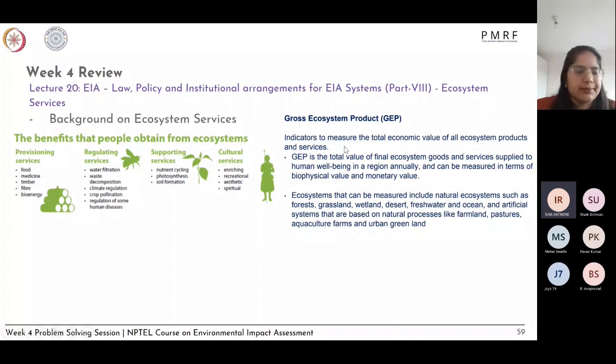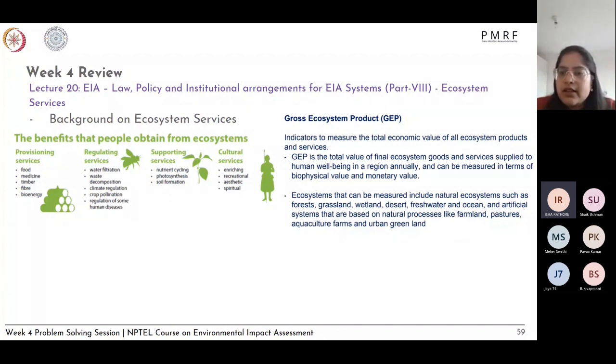And then we have something which is defined as the gross ecosystem product, or the GEP. So GEP is the total value of the final ecosystem goods and services which is supplied to human beings in a region annually, and it can be measured in terms of biophysical value or monetary value. So if you look at all of these services, these are basically services. But if you look at the monetary value or the biophysical value of all of these services which a human being receives from the ecosystem in a region over a year, that is known as the gross ecosystem product, similar to gross domestic product, but in terms of ecological product.